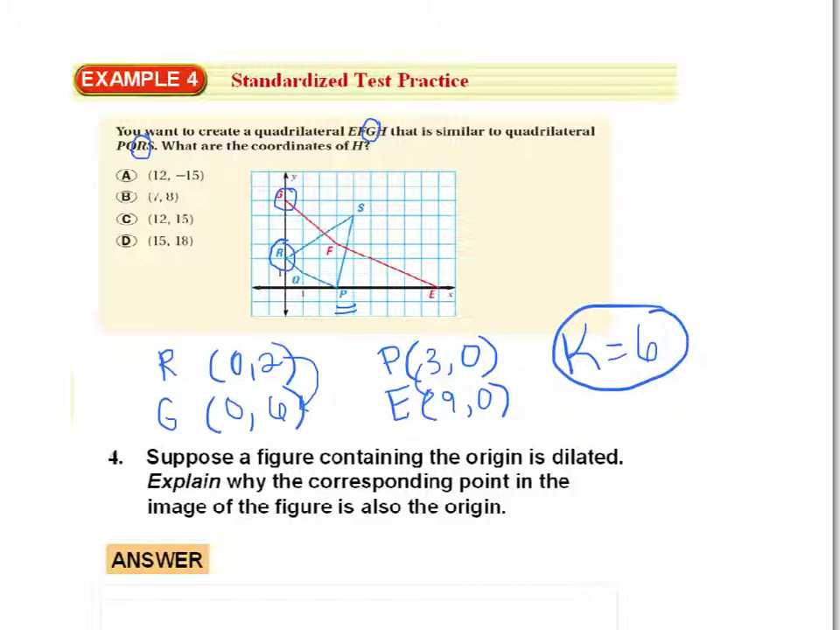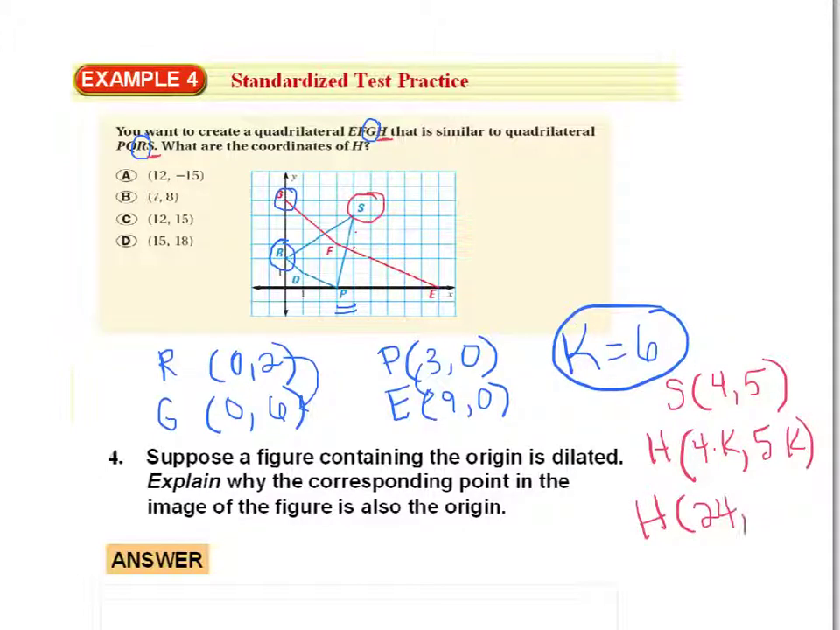And if you look at the way that it's named, H corresponds with S. So if you take point S, which is right here, find that coordinate. So that coordinate is 4, comma, 5. Then you should be able to multiply for H 4 times K and 5 times K. Well, we said K is 6, so 24, comma, 30.